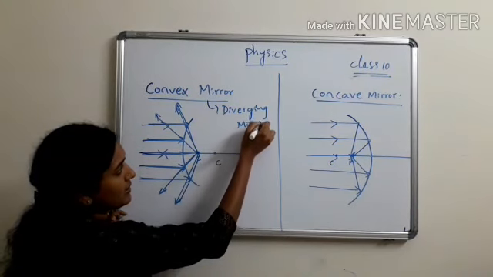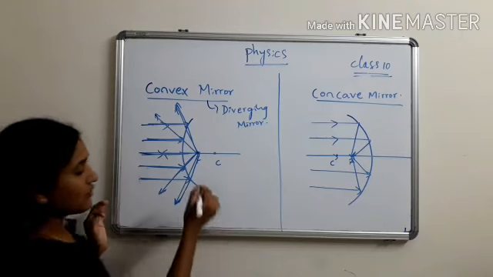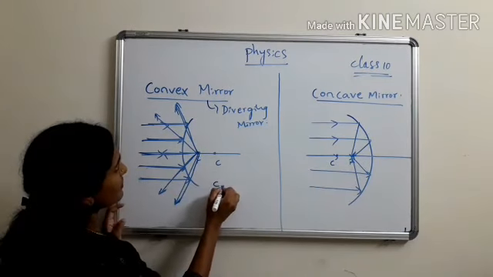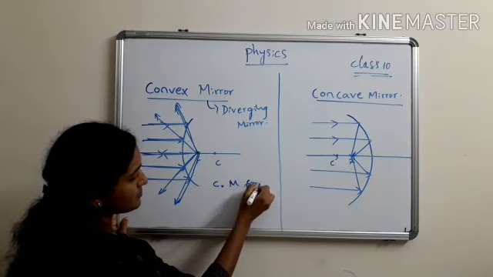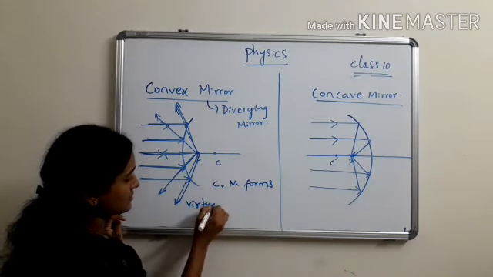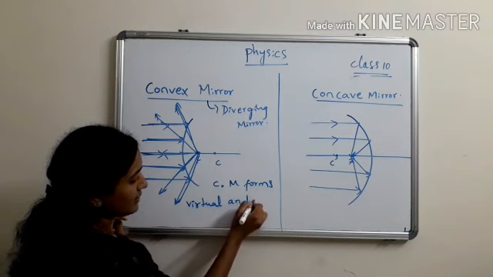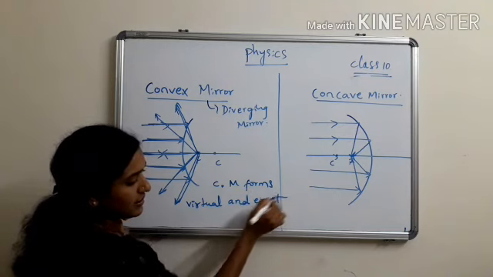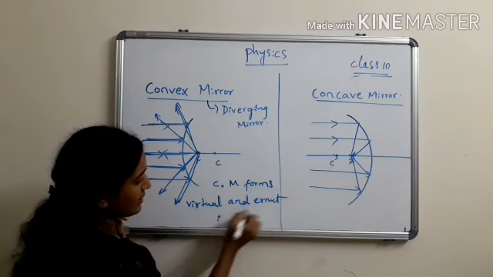Diverging mirror. This convex mirror forms virtual and erect images. Erect images.